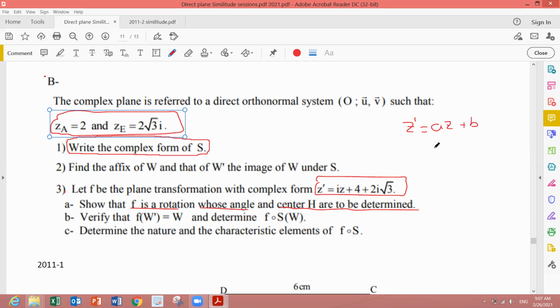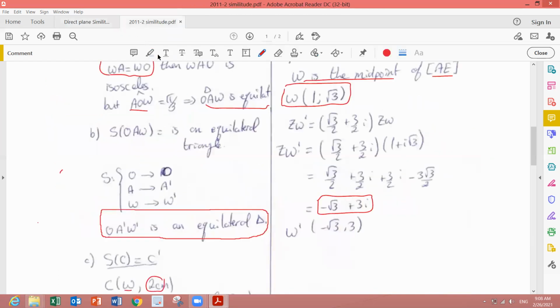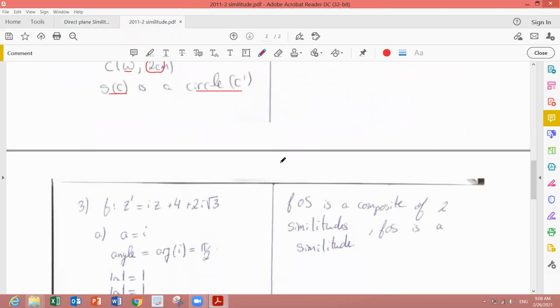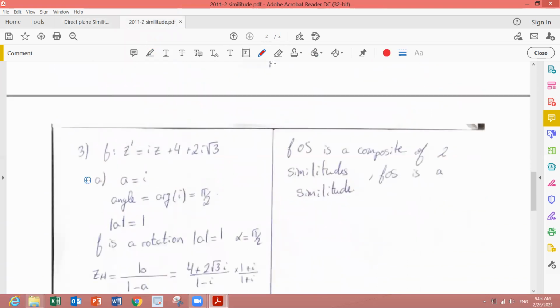K1, for example. We have to prove that the modulus of A is equal to 1 and the argument of A equals alpha. Okay? Then this is a rotation. How much is A here? A is I. So A is I.